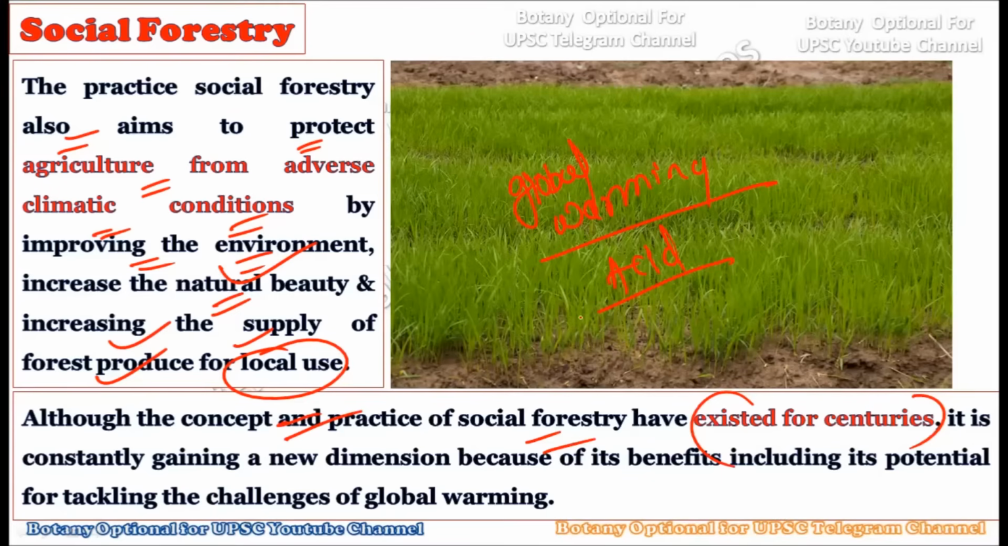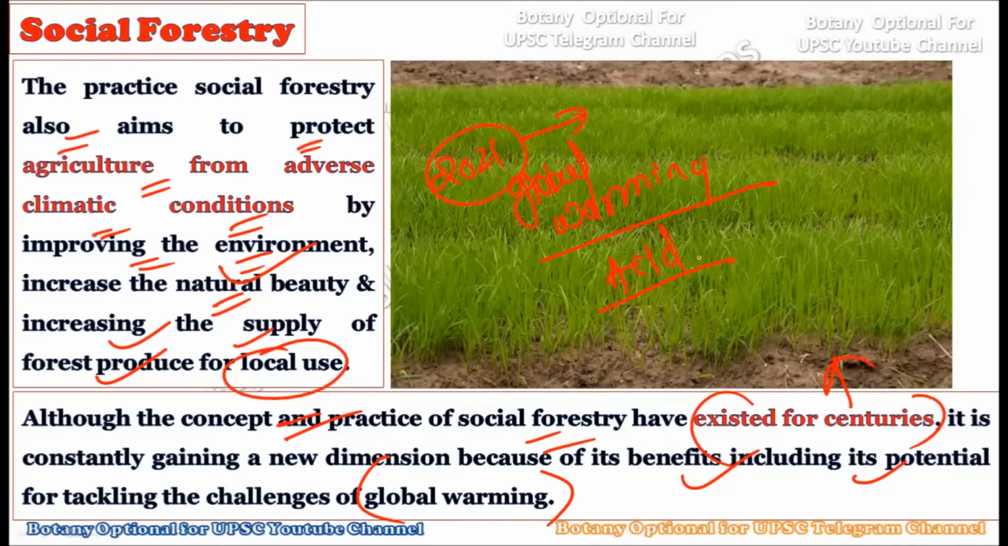Even before, for centuries, we have been planting the trees according to our need in our agricultural field or the nearby area. Okay, it is not a new thing, but it is constantly getting a new dimension because of its benefit, including the potential for tackling the challenges of global warming. So basically, we have been doing this for centuries, but nowadays, in the 21st century, in 2021, the problem of global warming is heavily increasing. And you know from your current affairs studies how the environmental impact is there due to industrialization. Now, to tackle this new problem, social forestry can be of very high value, and that is why social forestry is gaining importance day by day.